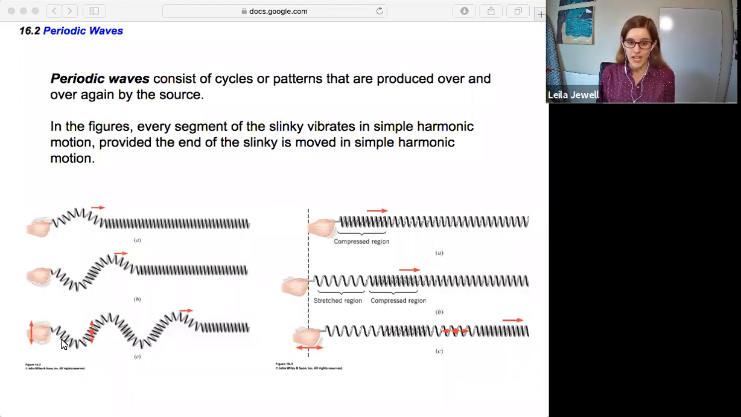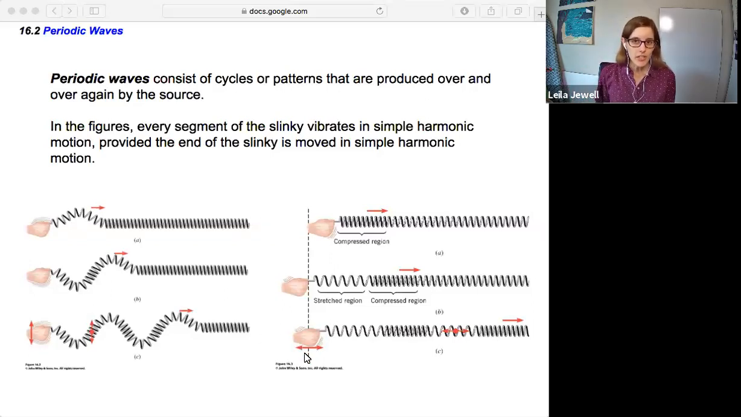It turns out that every segment of the slinky will vibrate in simple harmonic motion if the end of the slinky is moved in simple harmonic motion. So as long as you're moving your hand up and down, similar to the mass on the end of a spring, then you will create a simple harmonic motion pattern throughout the slinky. And this is easiest to see perhaps in the transverse wave, in the periodic up and down motion.